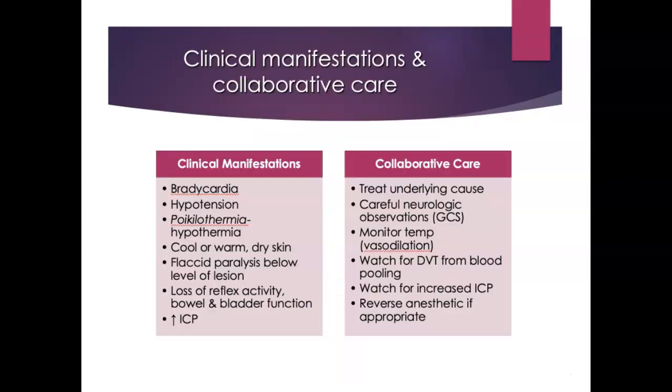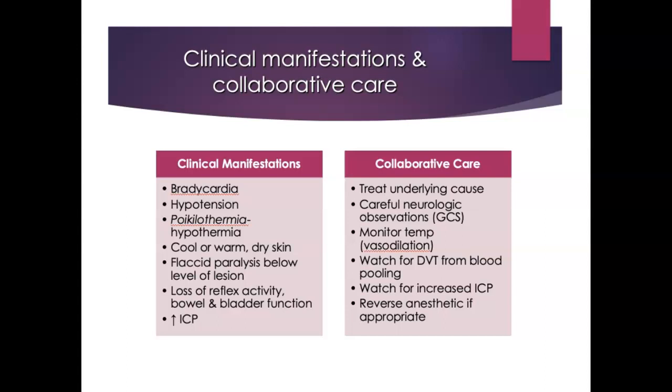So these are the clinical manifestations. You're going to have hypotension, bradycardia, something called poikilothermia. I don't even know if I pronounced that right, but basically it is a form of hypothermia, but the true definition is that the patient takes on the temperature of the environment, so they don't regulate their own temperature. The patient could have cool or warm dry skin, flaccid paralysis below the level of the lesion, loss of reflex activity, so your bowel and your bladder function could be impacted, and there may be an increased ICP.